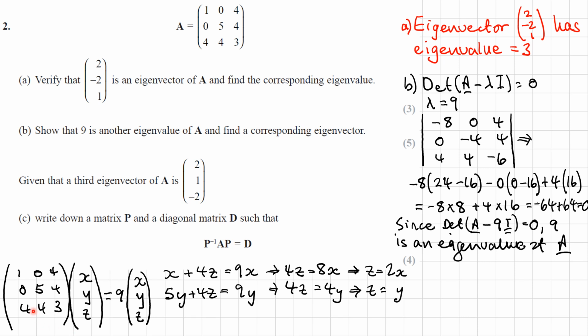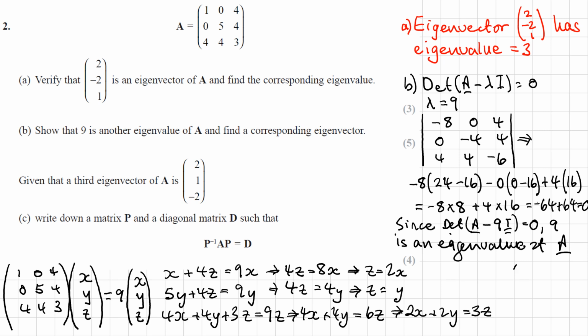And then the bottom row, 4x plus 4y plus 3z is equal to 9z. So that gives 4x plus 4y is equal to 6z. I can divide everything by 2 and get 2x plus 2y is equal to 3z.